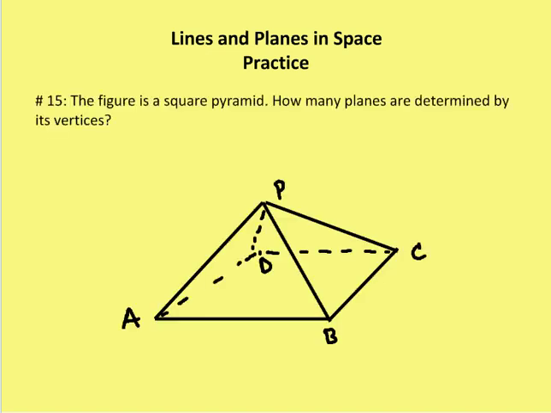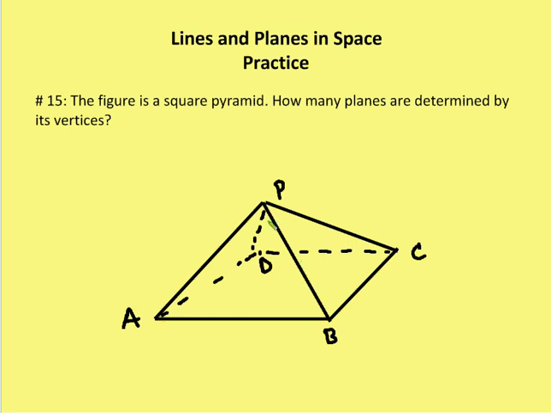In this edition of Auten Math, we're going to take on some practice problems involved in relating lines and planes in space. So first question, the figure is a square pyramid. How many planes are determined by its vertices? Well, there are 5 that are pretty easy to see.